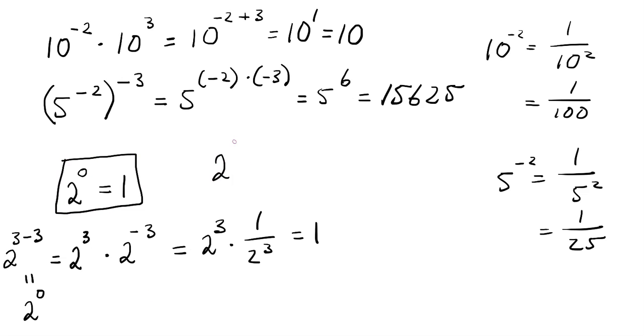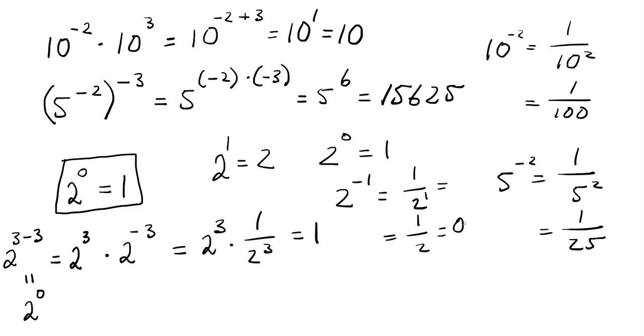So then we have, for example, 2 raised to the power of 1 is 2. 2 raised to the power of 0 is 1. 2 raised to the power of minus 1, that's 1 over 2 raised to the power of 1. But that's just 1 divided by 2, so this is a half.